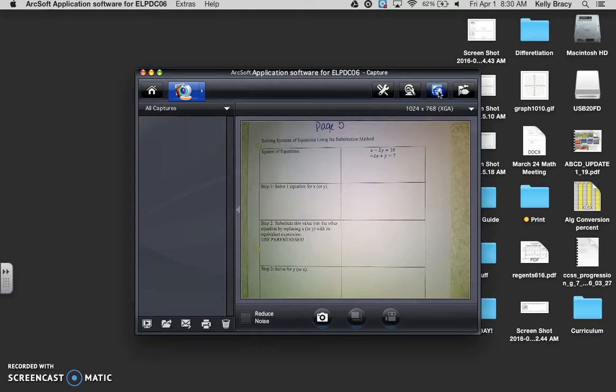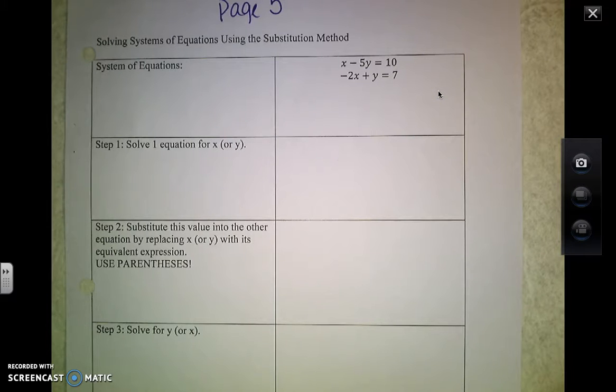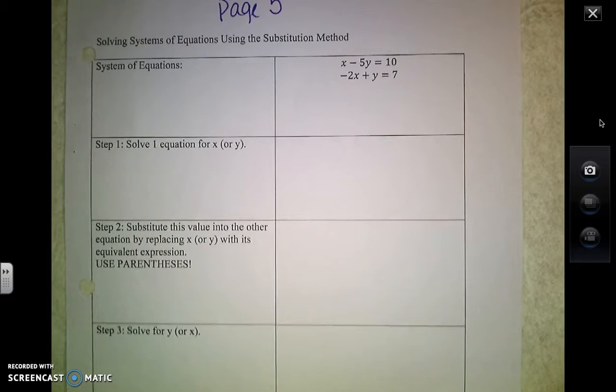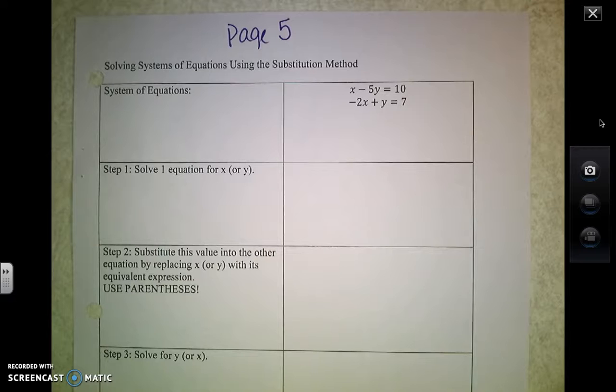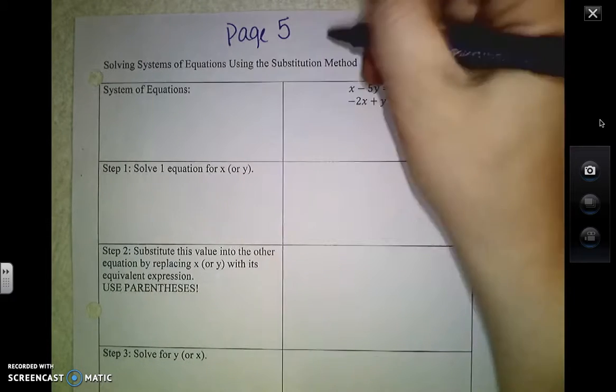Hi students, this is your algebra video on substitution and elimination for systems of equations, and I am on page 5 in your new purple packet for Unit 8. And we are going to talk about two different algebraic methods for solving a system of equations.